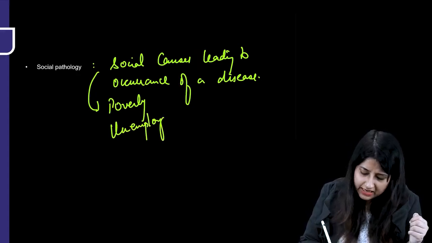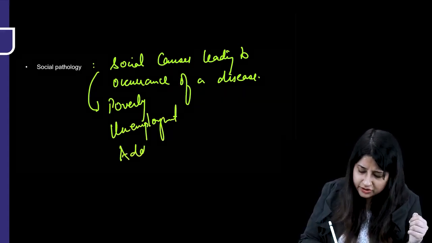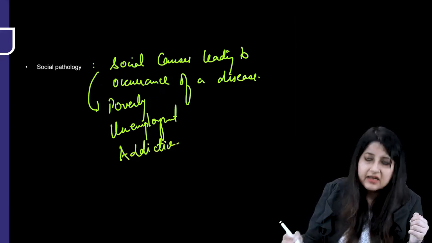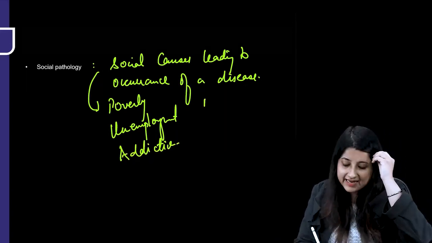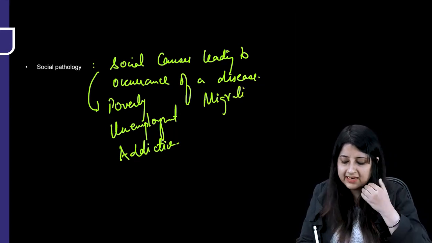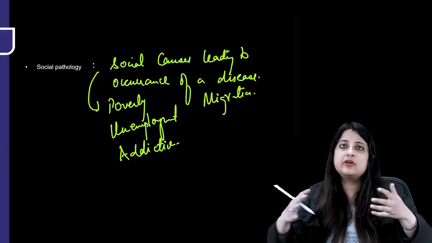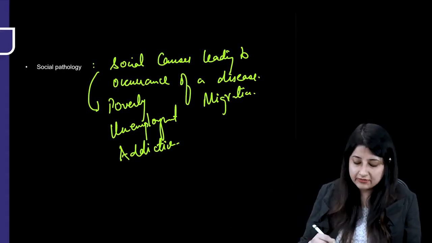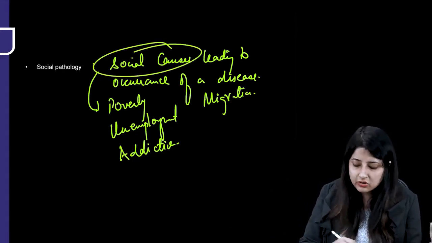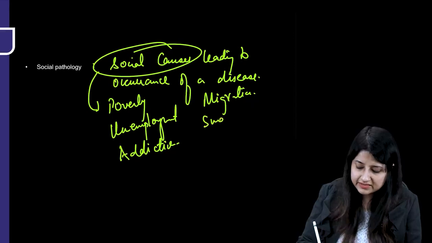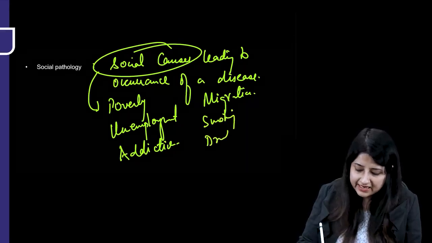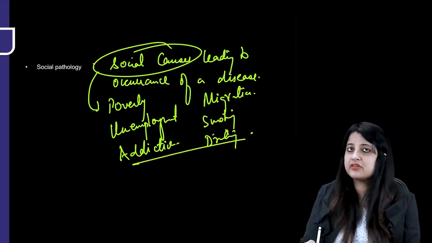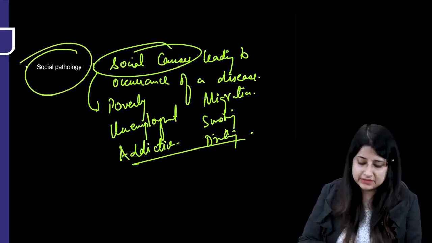Unemployment can lead to the occurrence of a disease. Addiction can lead to the occurrence of a disease. Migration: people from rural areas are migrating to urban areas, coming in search of work, but they wouldn't get it. So that could also lead to disease. Any social cause which is leading to the occurrence of a disease, smoking habits, drinking habits, any of these, that is what social pathology is.